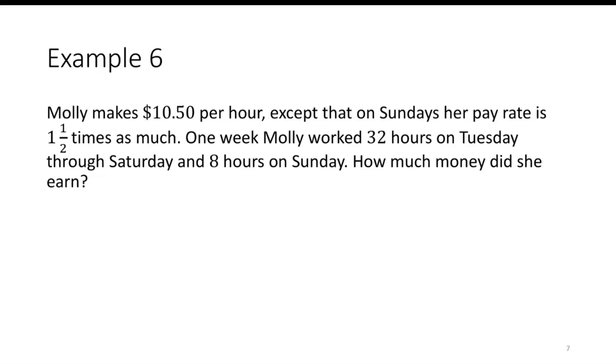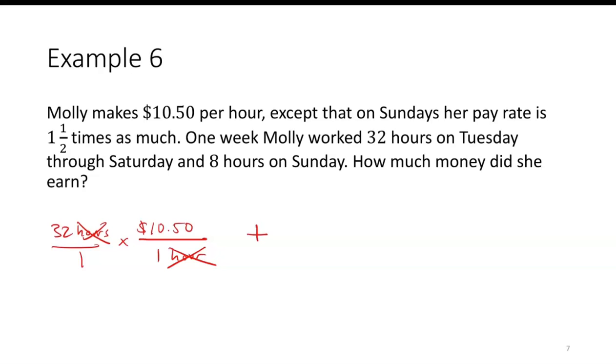So let's start with the Tuesday through Saturday where she worked 32 hours. And she makes $10.50 per hour. So again, the per is code word for divide or fraction. So that's $10.50 for every 1 hour. And I can cross off those hours, so now it becomes 32 times 10.5.